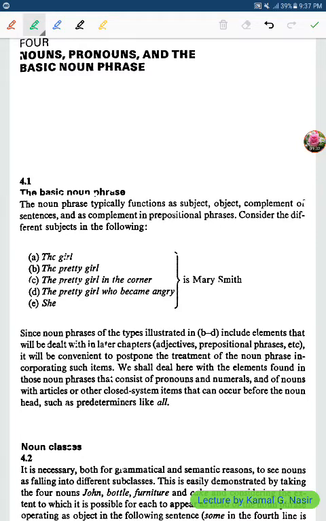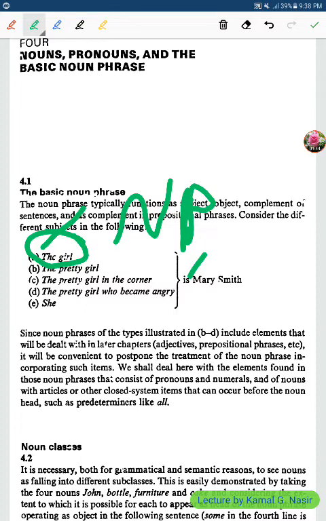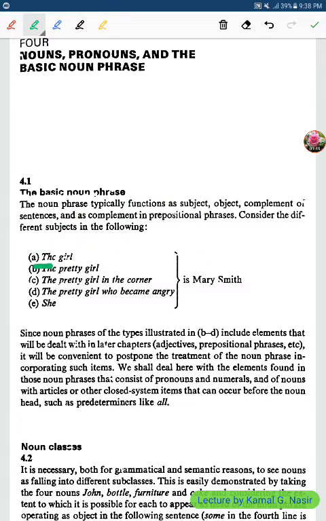Here, the girl is Mary Smith. The girl is Mary Smith. In this sentence, this is a noun phrase. It is not a noun only, but a noun phrase made of what? Made of the article the and the noun girl.